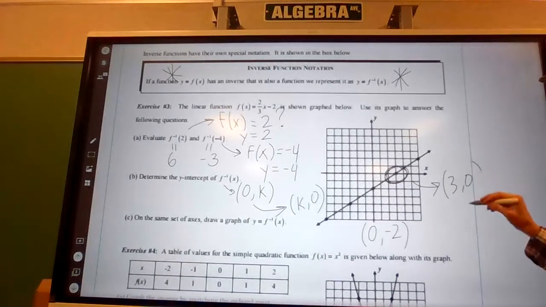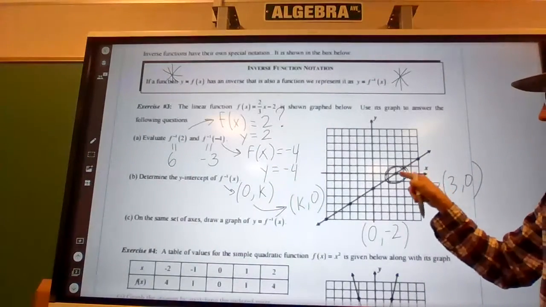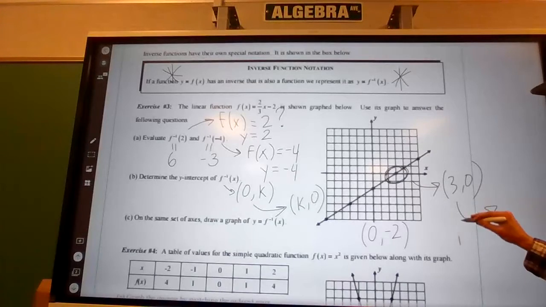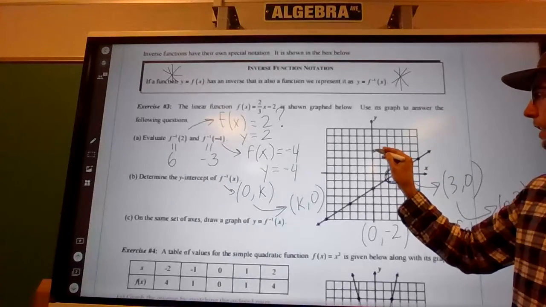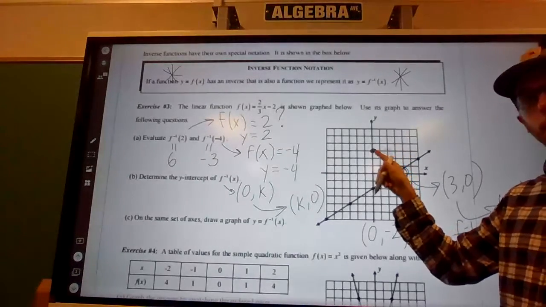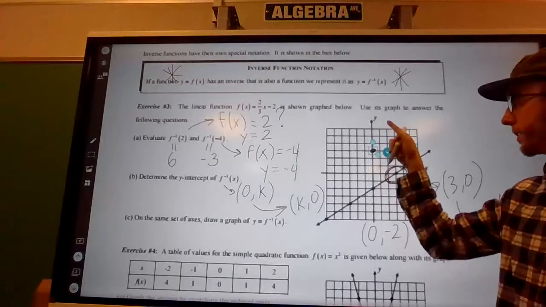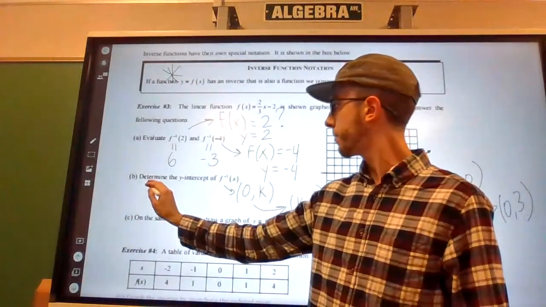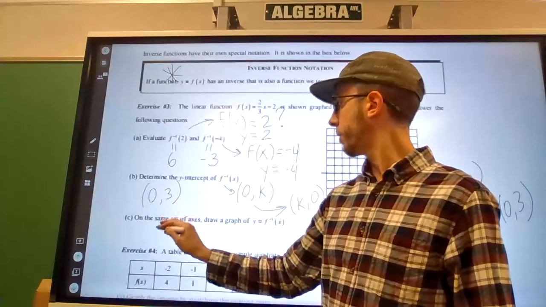That's the point (3, 0). So if this is on our original function, (3, 0), the inverse, f⁻¹, would be (0, 3). And (0, 3) is up here, which we can confirm would be a y-intercept because it's right on the y-axis. So the y-intercept of f inverse of x is (0, 3).